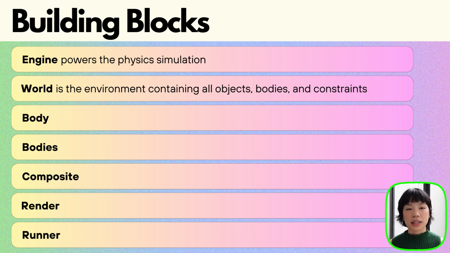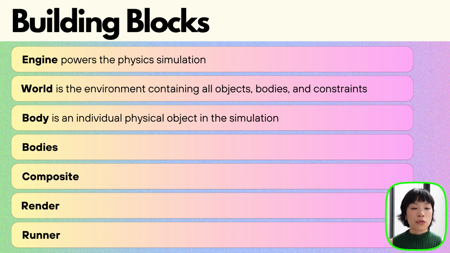So what is a body? A body is a single physical object in the physics simulation. It has its own shape and its own properties. Examples of shapes are rectangles, circles, and polygons. For properties, these are mass, position, velocity, angle, and many more. A body interacts with other bodies based on the physics rules defined by the engine, and a body can either be static like ground or dynamic like a moving ball.